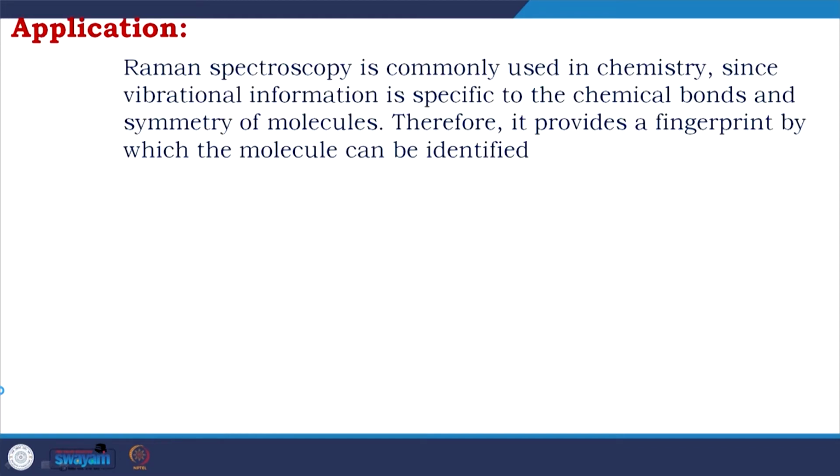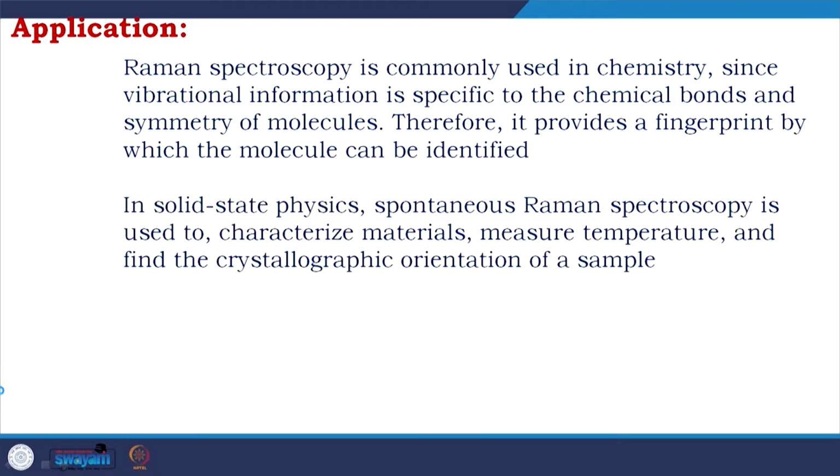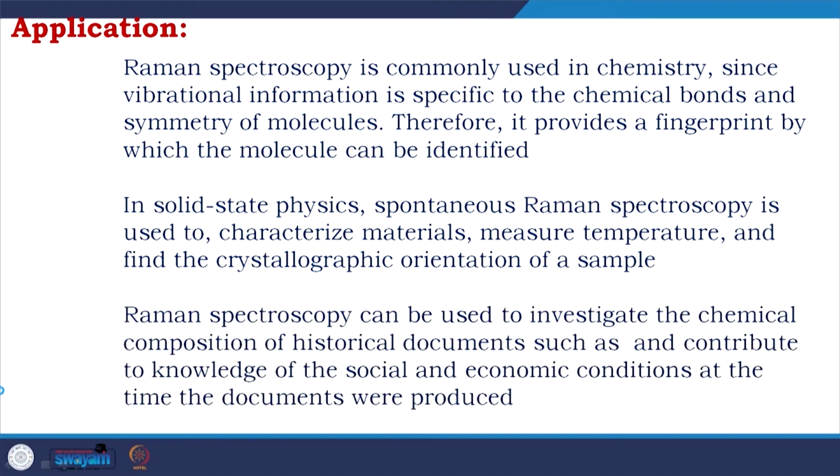Application: Raman spectroscopy is commonly used in chemistry since vibrational information is specific to the chemical bonds and symmetry of molecules. Therefore, it provides a fingerprint by which a molecule can be identified. In solid state physics, spontaneous Raman spectroscopy is used to characterize materials, measure temperature and find the crystallographic orientation of the sample.